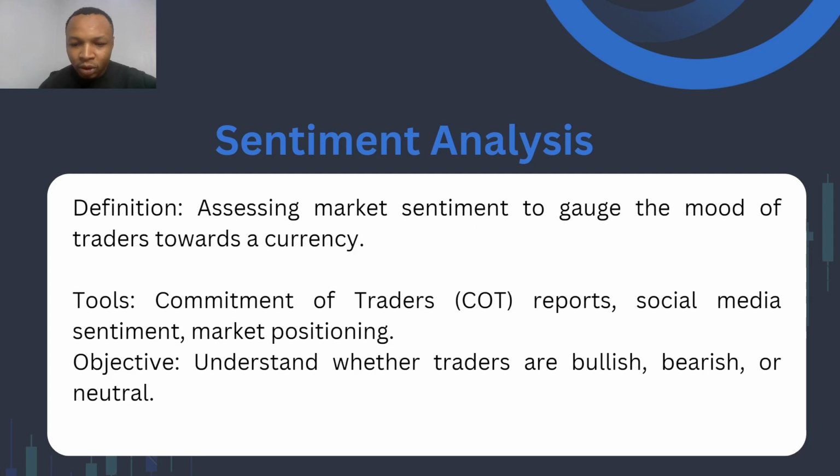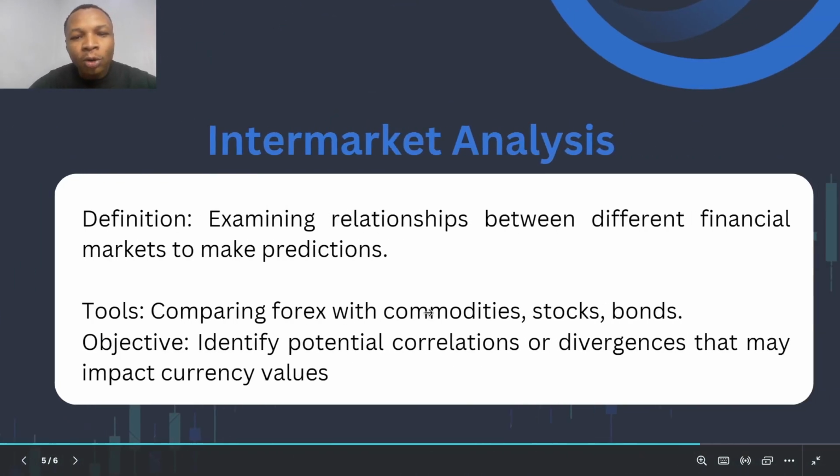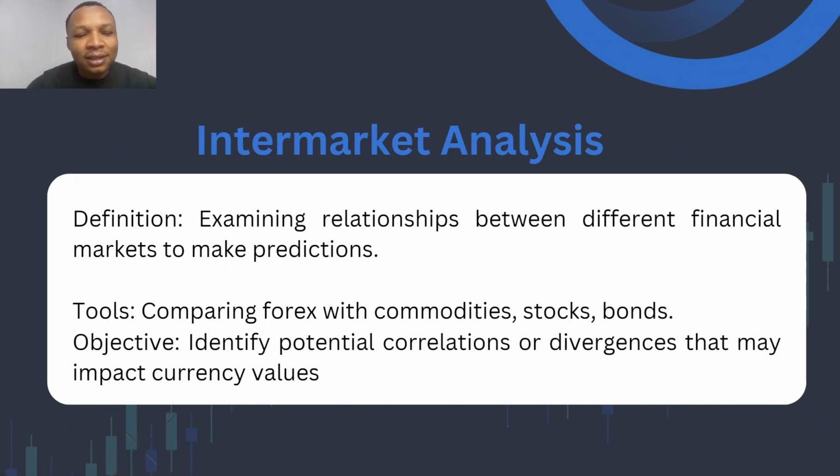Okay. Now, on to the next type of analysis. It is called the intermarket analysis. In intermarket analysis, we are examining relationships between different financial markets to make predictions. Okay, so we are relating different financial markets. For instance, you can be trading stocks. You want to know the relationship between stocks and bonds. Are they correlating or are they diverging?